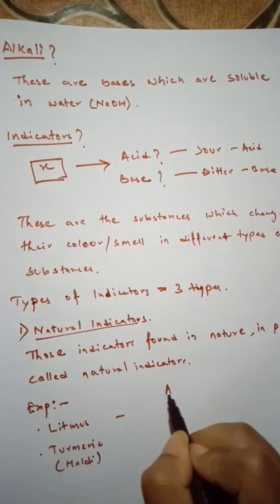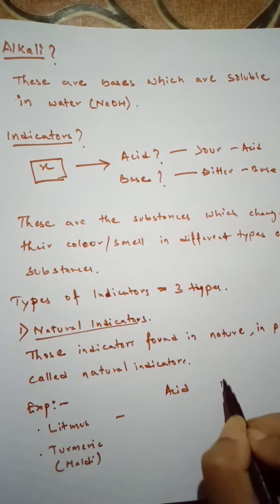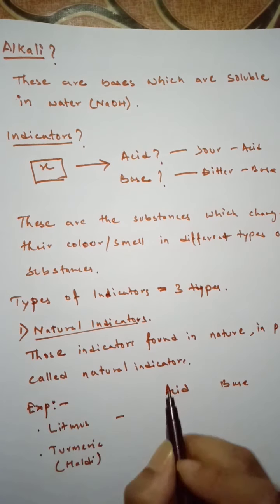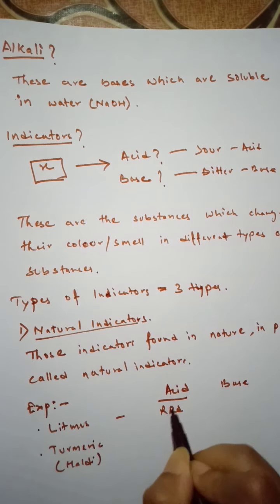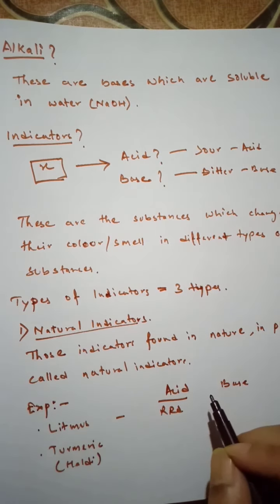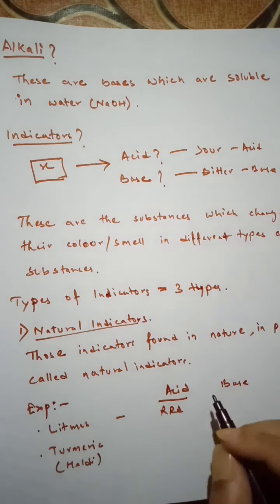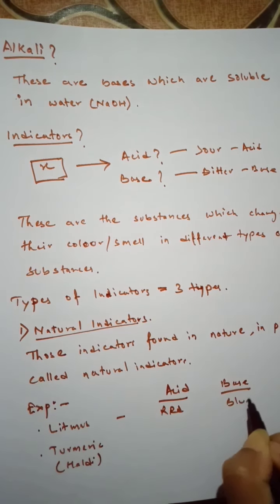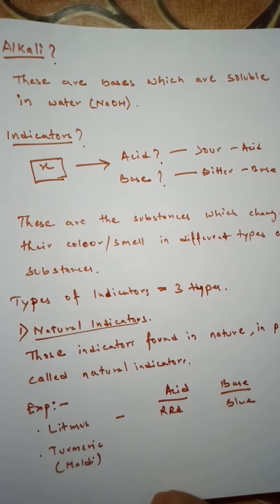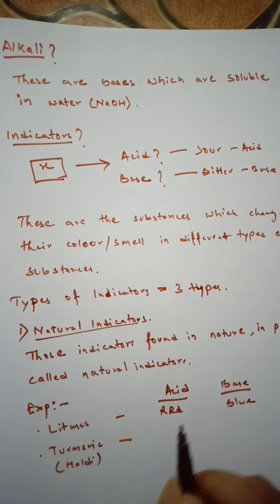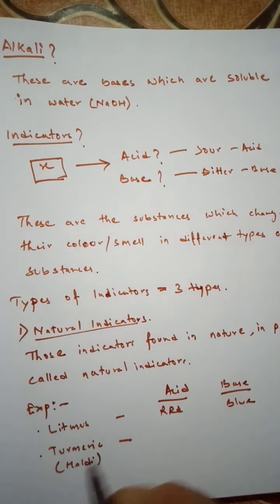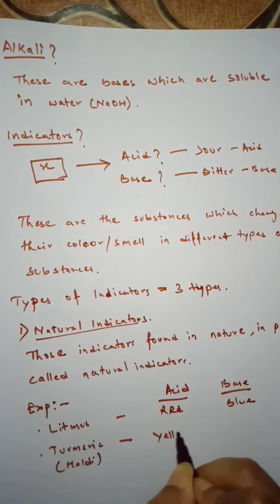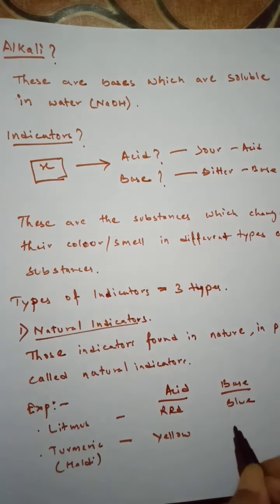Now, how can we say whether this is an acid or a base? If we give the substance and the litmus turns red, then it is acid. If we drop the substance on litmus paper and it turns blue, then it is base. Now turmeric is already yellow. If we put a droplet on turmeric and it stays yellow, then it is acid. And if it turns red, then it is base.